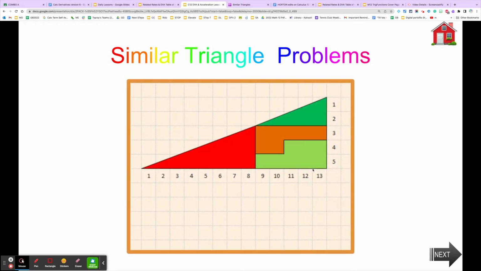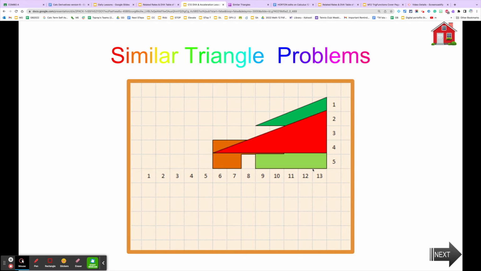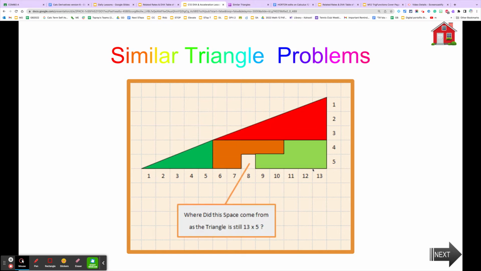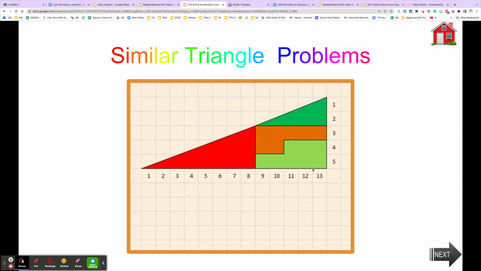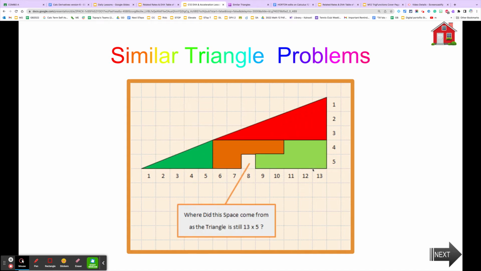This is another one that's just classic to look at. Notice that it's a height of 5 and width of 13, and both these triangles look exactly the same. However, something's going on here. Did you catch that? I ask you to pause the video and ask yourself, why is that? How is this happening? You need to notice, you need to wonder, you need to be careful. Where did that little square come from?